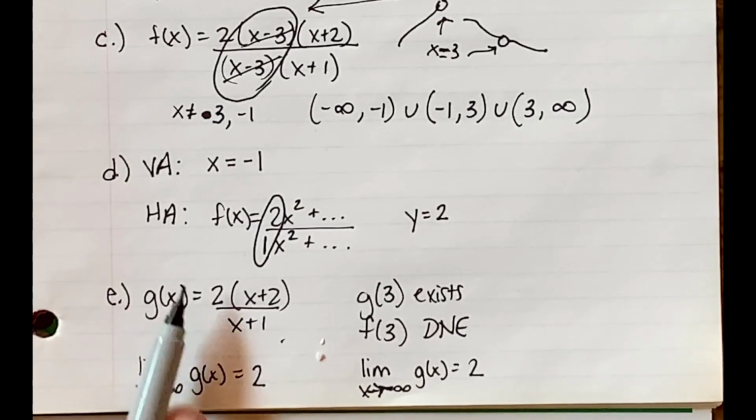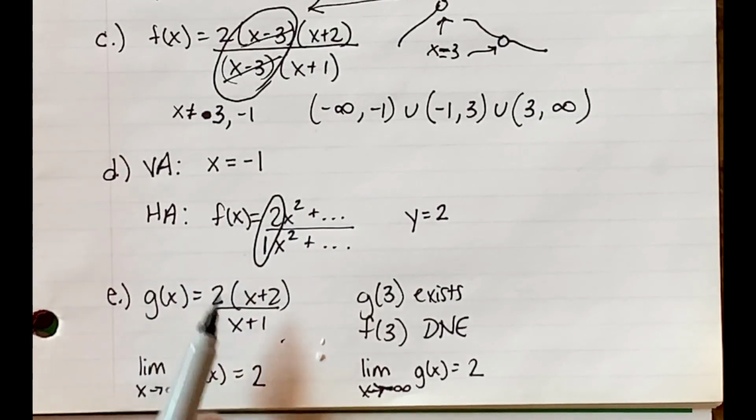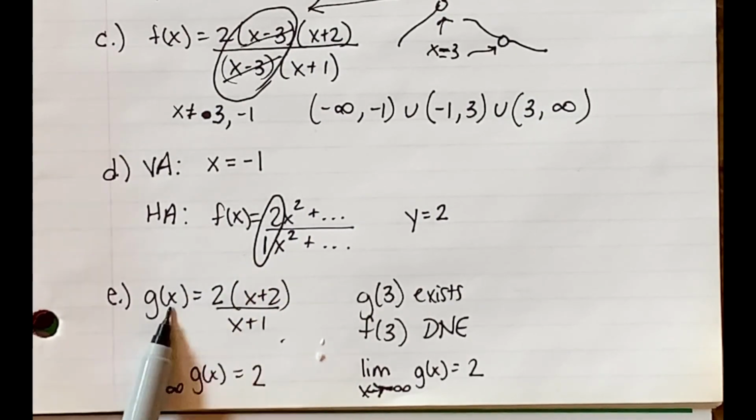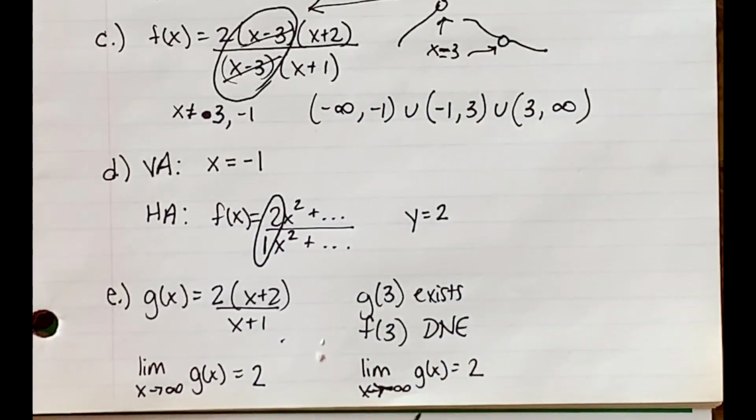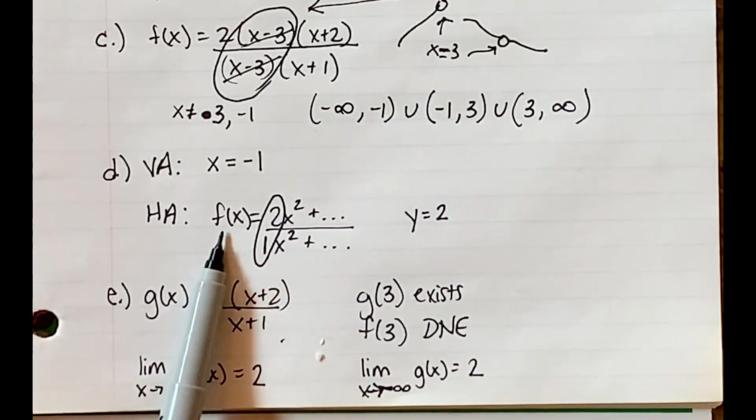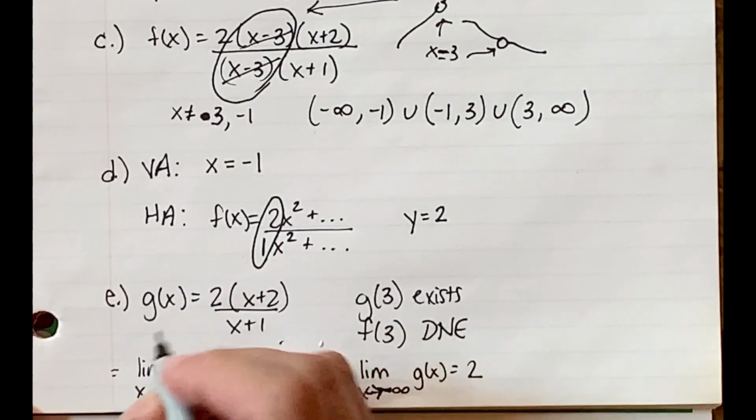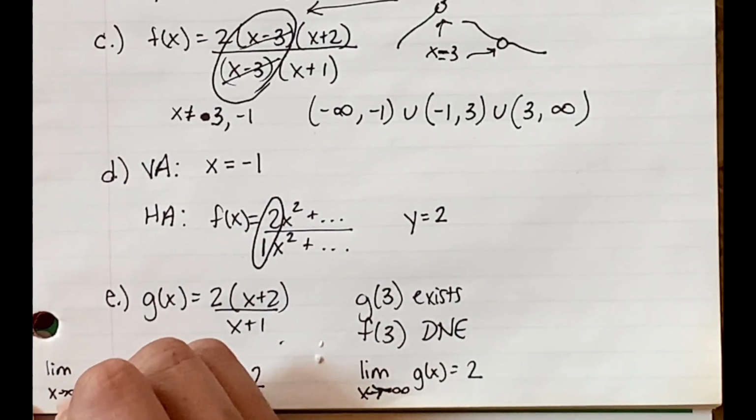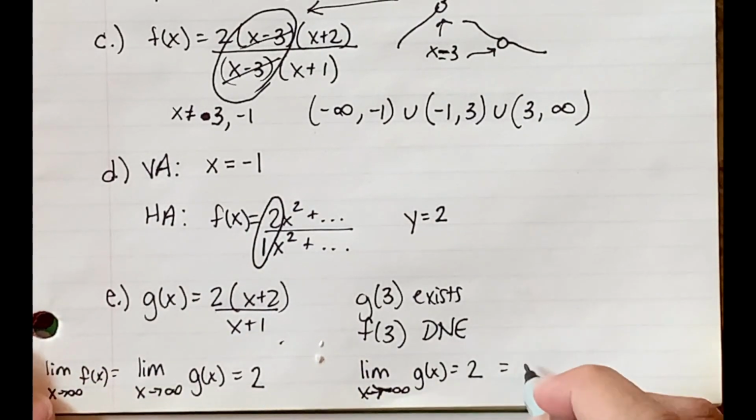Now, just as a side note, I used the horizontal asymptote information from f to talk about g. The reason that we can do that is because these two functions are the same everywhere except for at x equals 3. X equals 3 is not anywhere close to infinity or negative infinity in this situation. And so we can use f to talk about the limit at infinity for g. In other words, this would be the same as the limit as x approaches infinity for f. And this is the same as the limit as x approaches negative infinity for f.